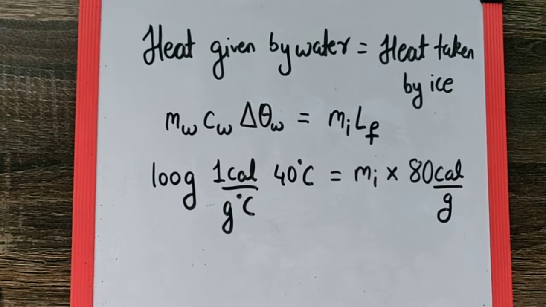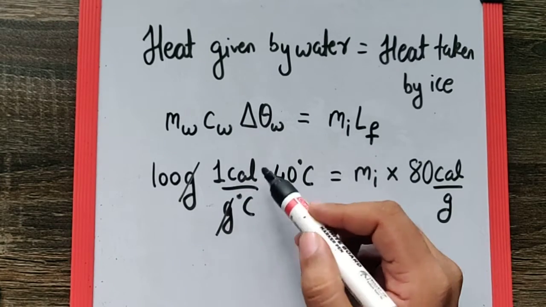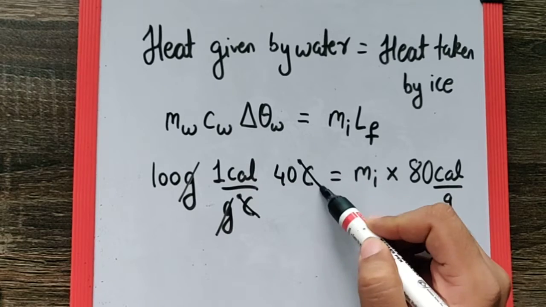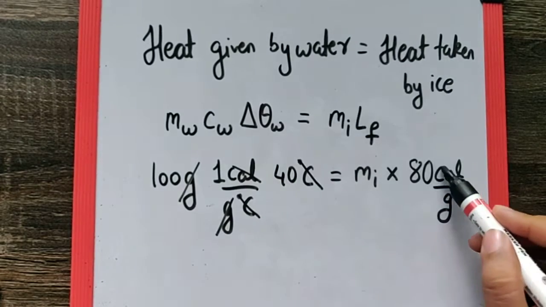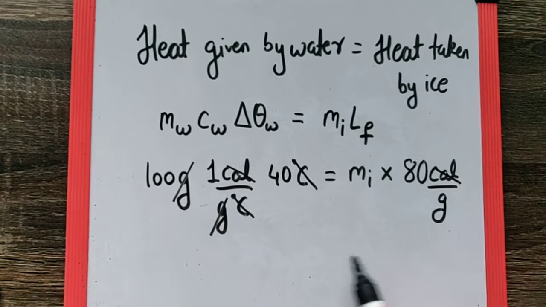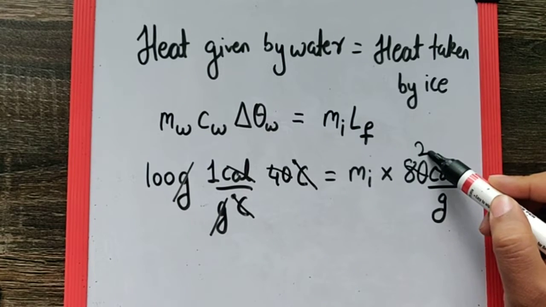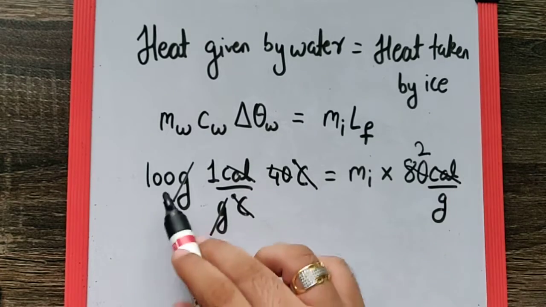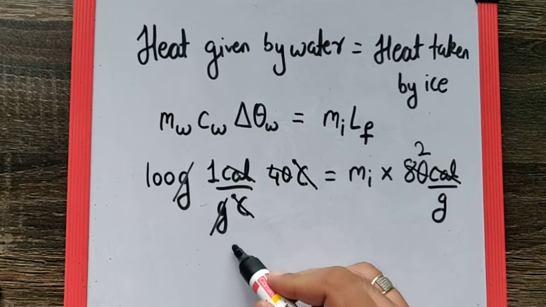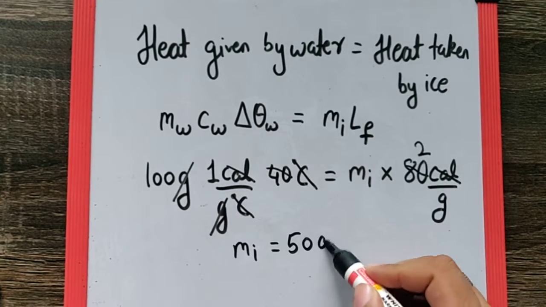Now if I try to balance the units, this gram will get cancelled, the degree Celsius will get cancelled, the calorie over here will get cancelled. So what is left over here is the gram in the denominator, which will go on the other side and become gram in the numerator. Now definitely 40 into 2 is 80 and 100 upon 2 is 50. So the mass of ice which is going to melt is 50 gram.